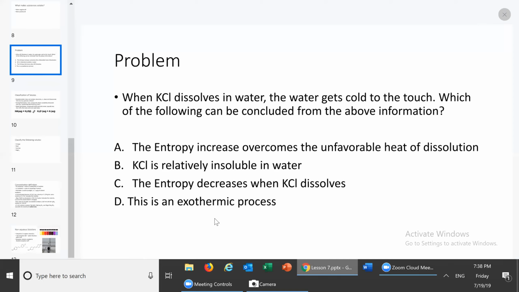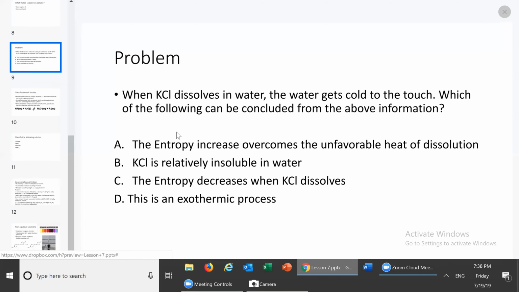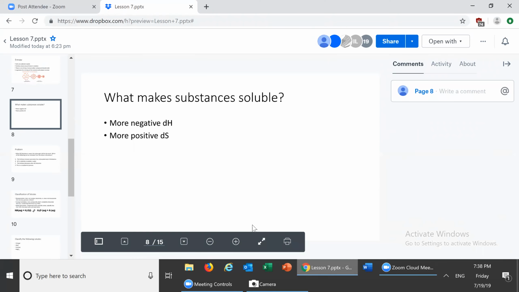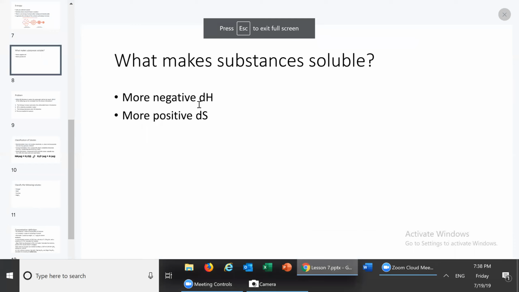Delta H should be positive, right? Because if we're increasing enthalpy, the enthalpy of the final state will be higher than the enthalpy of the initial state. Hence, the delta H will be positive. If you look at the previous slide, a negative delta H is more favorable. So a positive delta H is pretty unfavorable, okay?